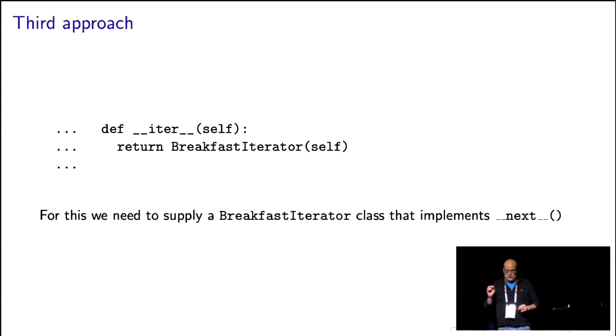The breakfast iterator class is, as the name promises, we're going to write it so that it is an iterator, which means it implements Dunder next. So we're going to give it, with that self argument, the list of items, or a copy of that list, that it can use to respond to repeated calls for next and give up the items out of the list.